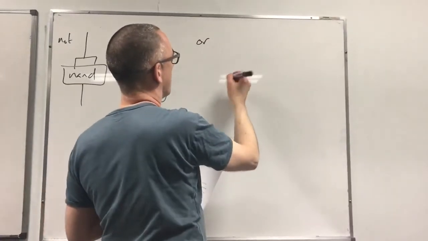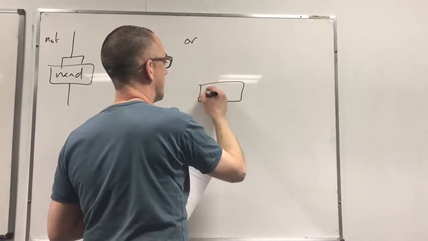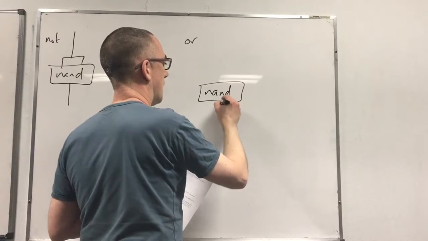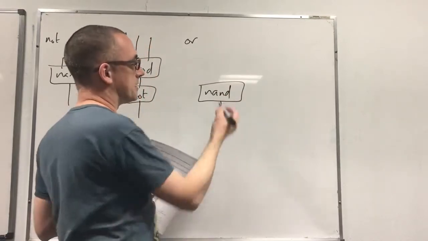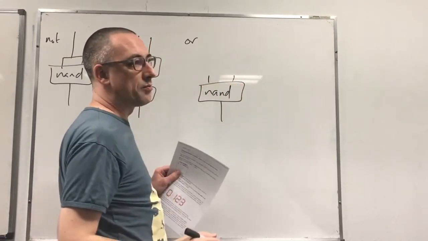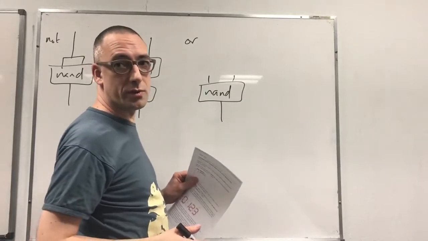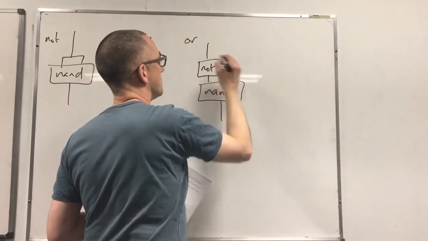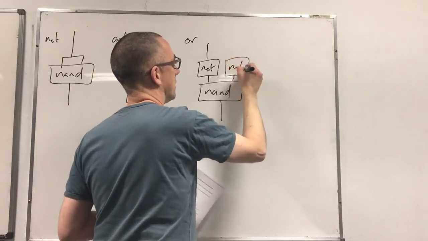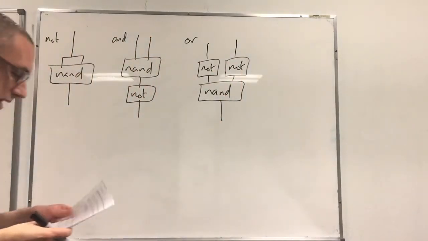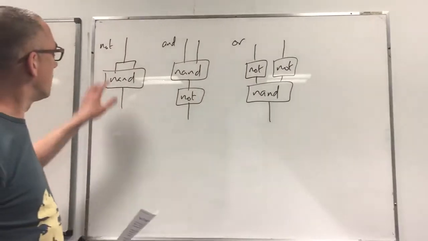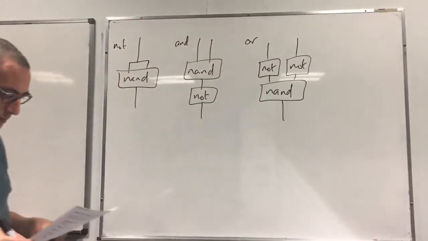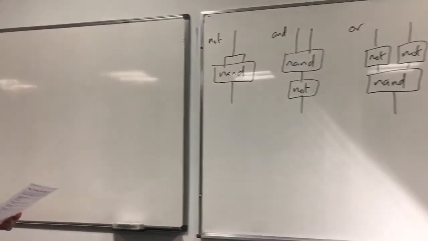And then OR, well, we take a NAND gate. This tells us when things are not both true, and OR will tell us when they're not both false. That means we need to negate the inputs. So that's useful components, NOT, AND and OR, built from NAND gates.